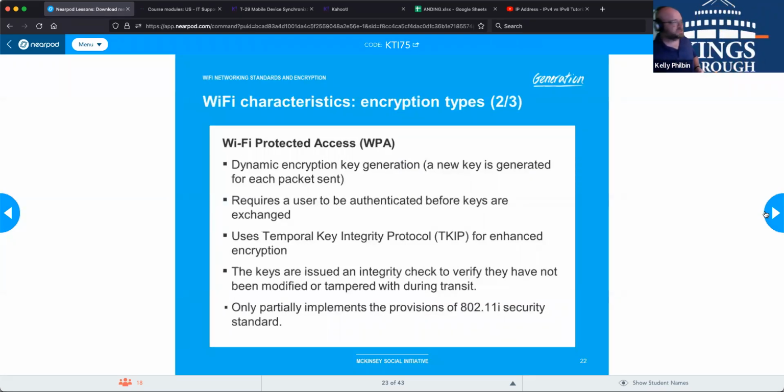Now we get into the next evolution of it, which was Wi-Fi Protected Access, which is WPA. This allows for a dynamic encryption key as opposed to the static encryption key, which is what we were using before. This one is dynamic. A new key is generated for every single packet that is sent. And it requires the user to authenticate before what they do is called a key exchange, which utilizes what's called public and private keys. Think of it like a lockbox where you would use one key to lock it and then the other key to unlock it. You can't reverse that.